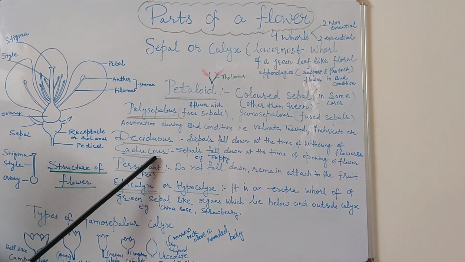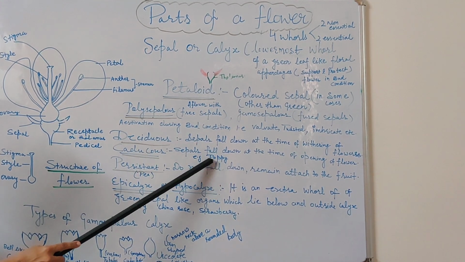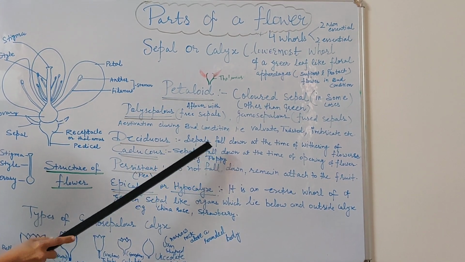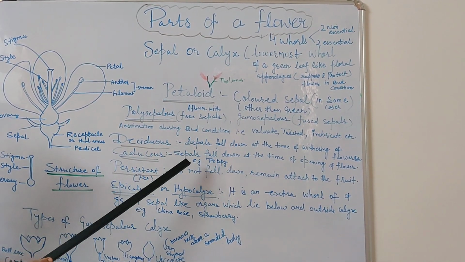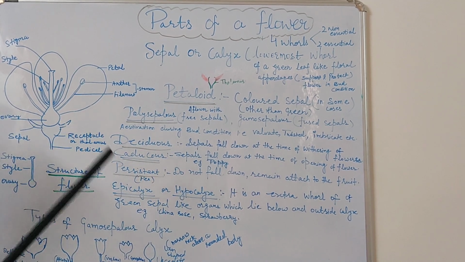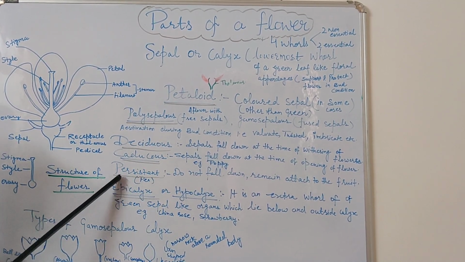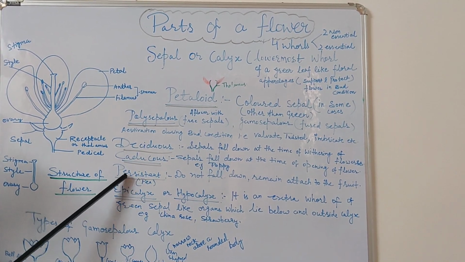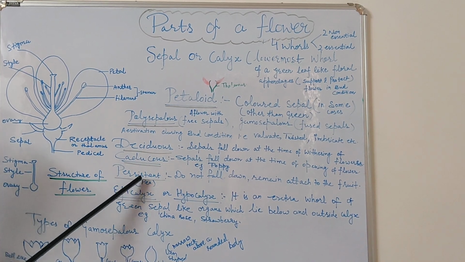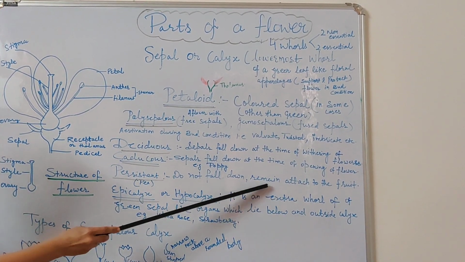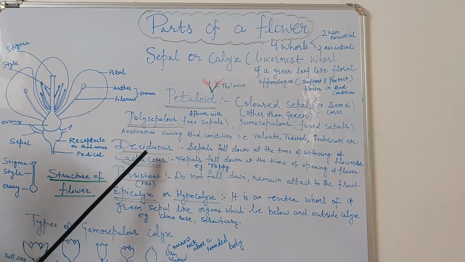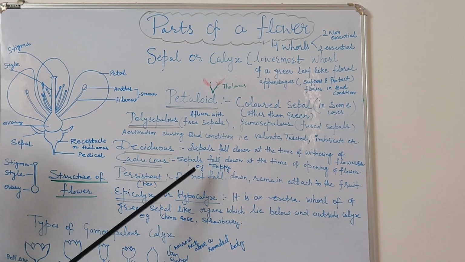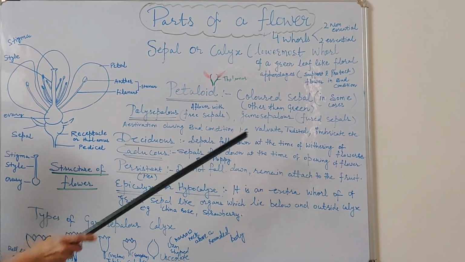Where is the caducous type of arrangement found? It is found in the poppy plant. In poppy flower, sepals fall down at the time of opening of the flower. In some flowers, sepals do not fall down. They remain even after the formation of fruit from the ovary. Sepals remain attached at the base of the fruit. That is persistent, meaning they persist along with the fruit, at the base of the fruit.